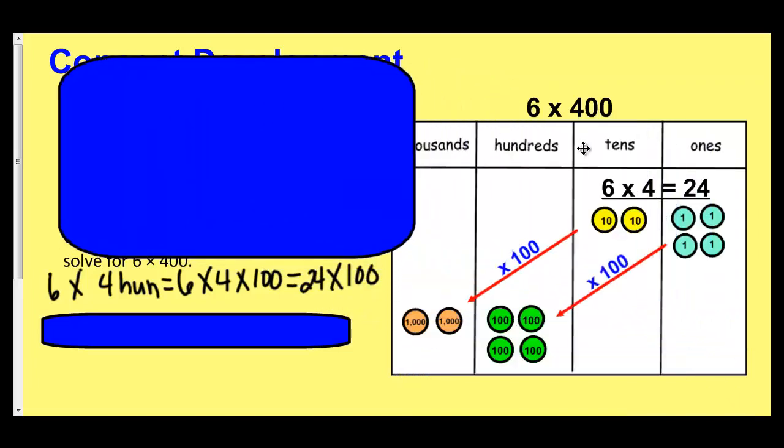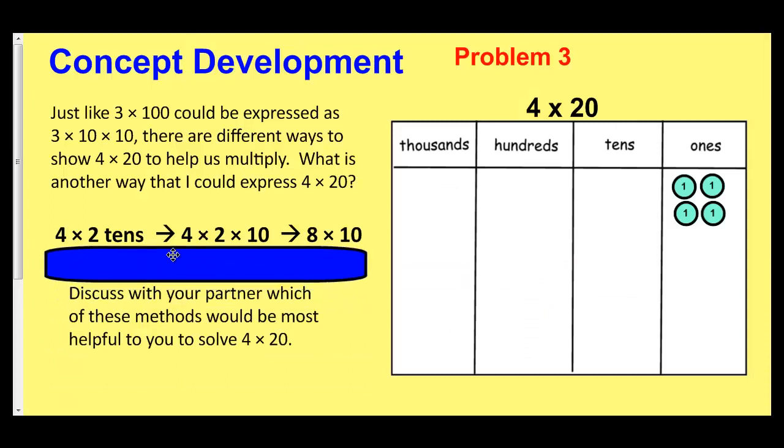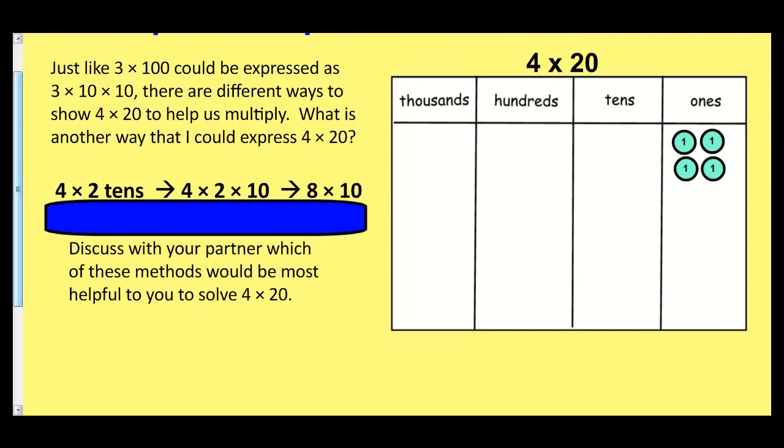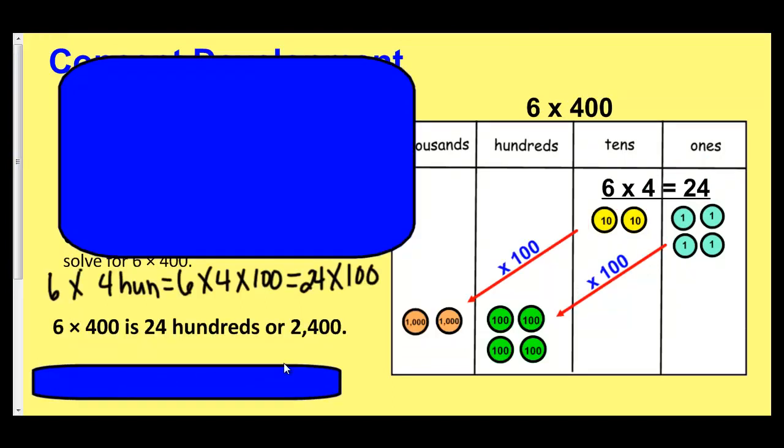So I've got 24. Here's 4 times 100. Remember, you go all the way across 2 place value discs, and that gives me 400. And then 20 times 100, which gives me 2,000. So 6 times 400, or 24 times 100, is 2,400. Okay, now we're ready for your problem set.